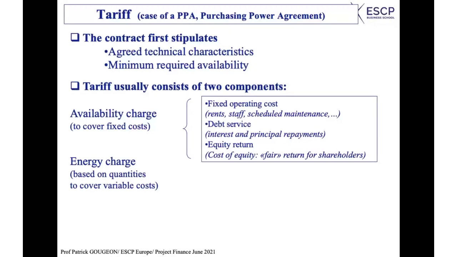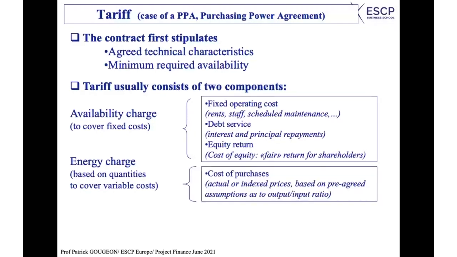Okay, apart from the availability charge, you have the energy charge, which will be the cost of purchases. Typically, if you have a gas power plant, you have to pay for the gas you use to produce electricity. So how are you going to determine this cost? Well, that's where you have some pre-agreed assumption as to what we call, in this case, the output-input ratio. Okay, for a certain technology, we know roughly what is the quantity of gas you need to produce 1 kilowatt hour of electricity. So based on this, we use this ratio to determine how much you need to be paid.